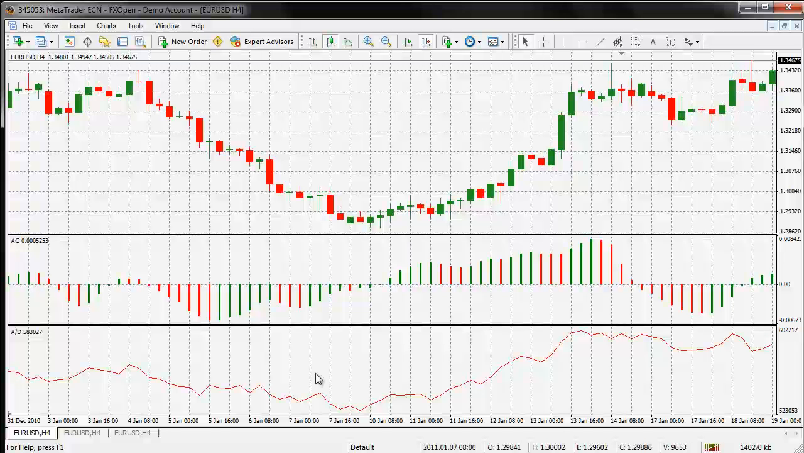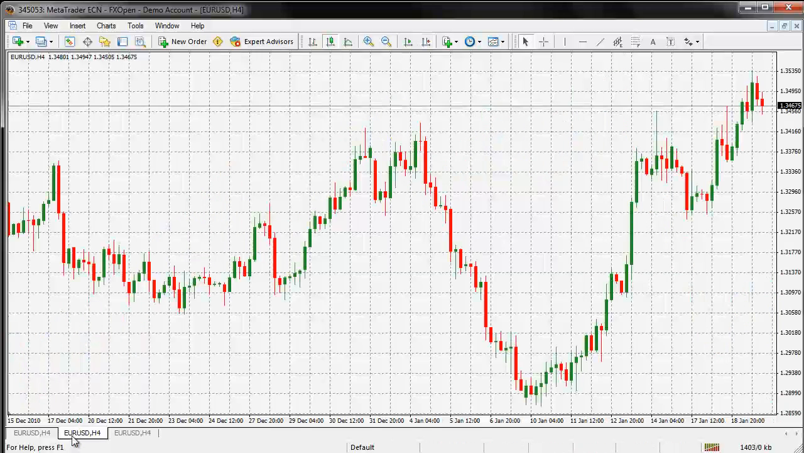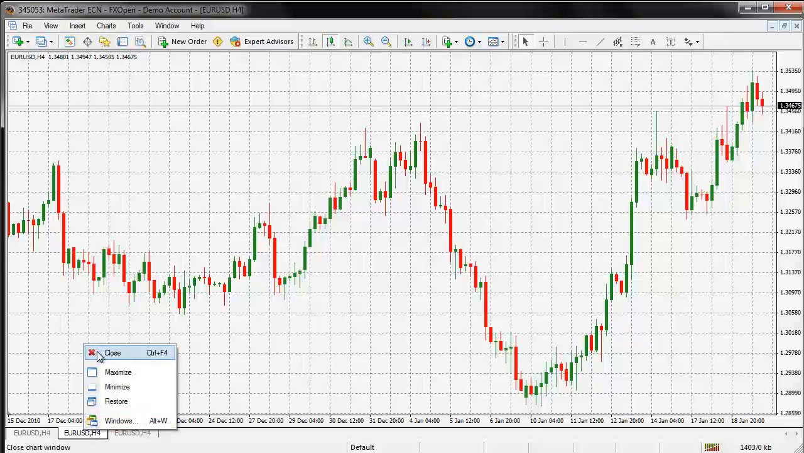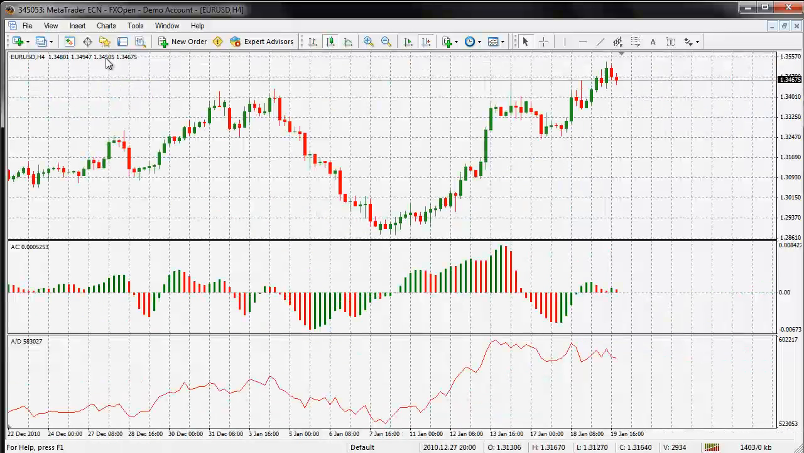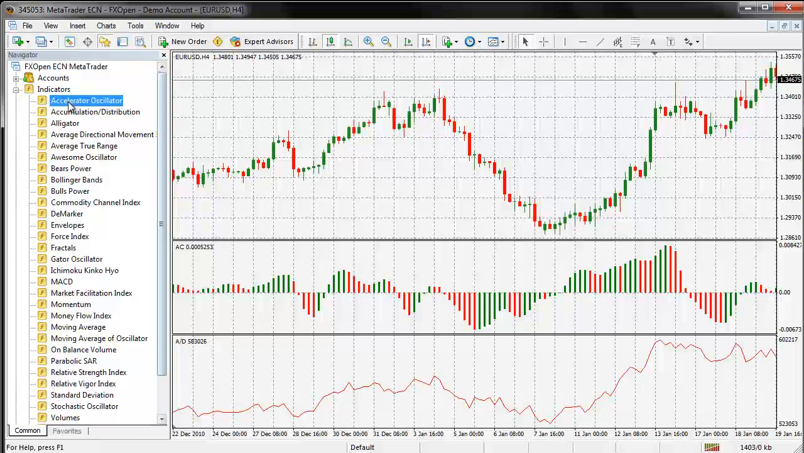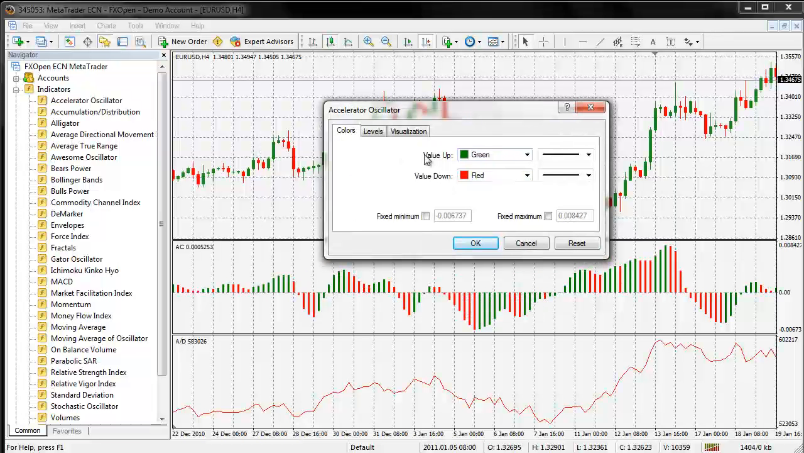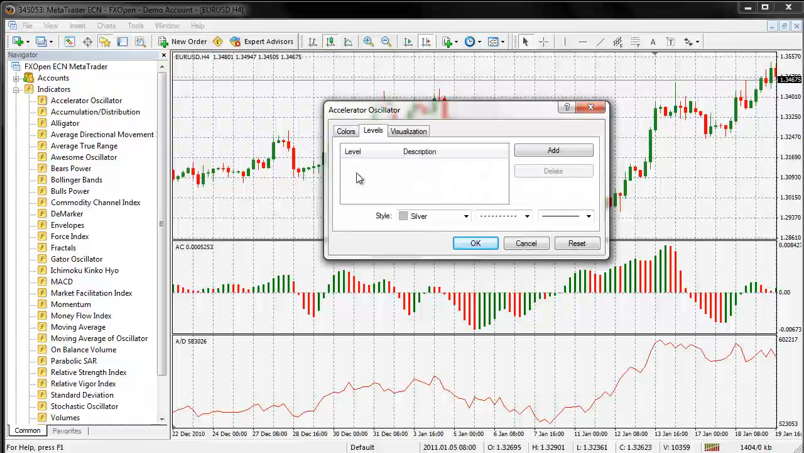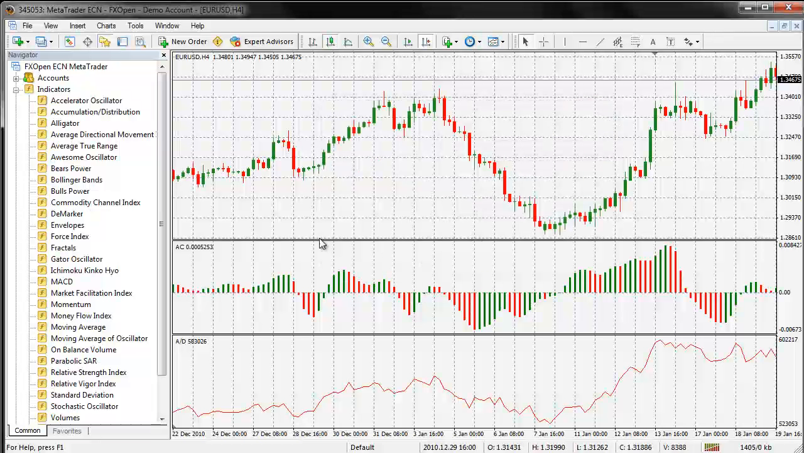Alright, okay, so open up a blank chart, maybe something like this, and then what you would want to do is go ahead and apply. Let's just remove that off of there, and let's remove that off of there. What you would want to do is go ahead and find the Accelerator Oscillator, and your colors, just to follow along really, should be the value up green, and then I've chosen the second thickness grade there, and then the value down red, and the levels and the visualization is okay, so you can go ahead and plonk one of those onto the chart.